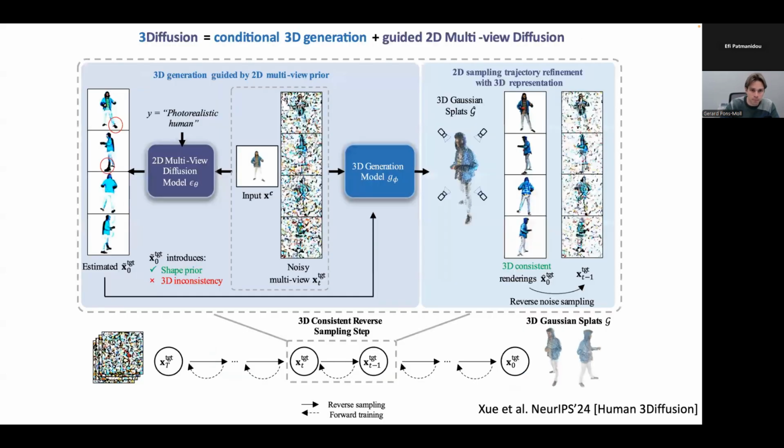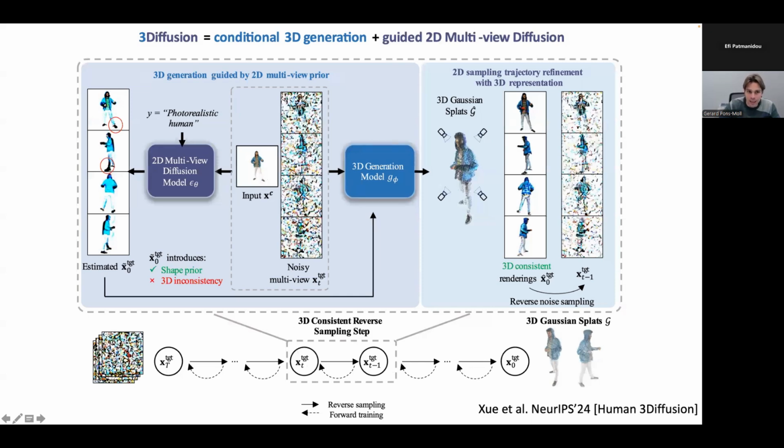Now, in more detail, here's a diagram of the method. There are a lot of moving pieces, but bear with me. I will guide you through this overview. So we have this noisy signal x_t at the highest noise level, and in standard diffusion, you would take a series of denoising steps until you obtain x_0, which is the signal that you want to recover. In this case, it is the 3D Gaussian splat representation of this input image x_c.